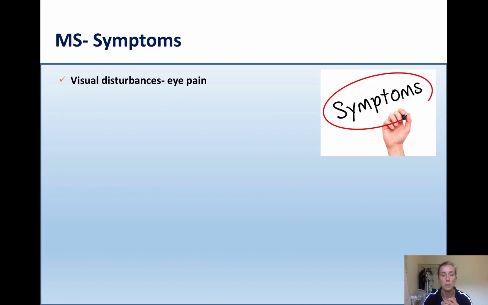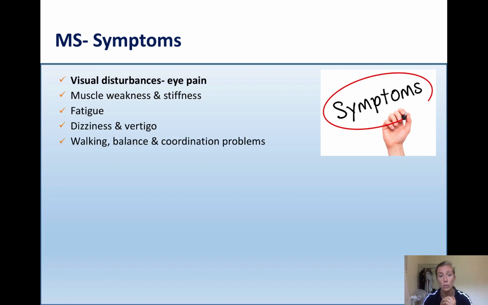So what are our common symptoms in MS? One of the main ones, and particularly key in the first early signs of MS, is visual disturbances, particularly eye pain. I'm going to talk about this in a bit more detail. Then muscular weakness and stiffness, fatigue, dizziness and vertigo, walking, balance and coordination problems. So you're starting to get a feel now for all these complications and special considerations that we're going to need to pay attention to as an exercise professional, someone that's trying to promote exercise in these individuals.